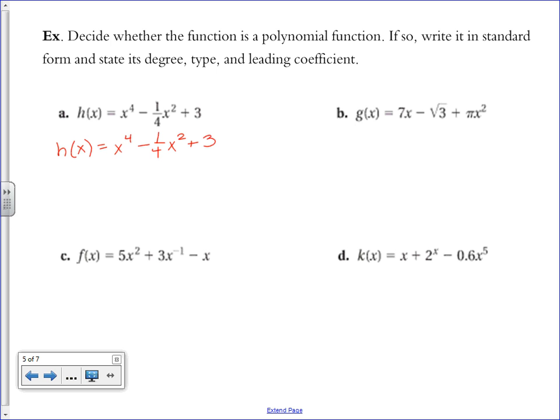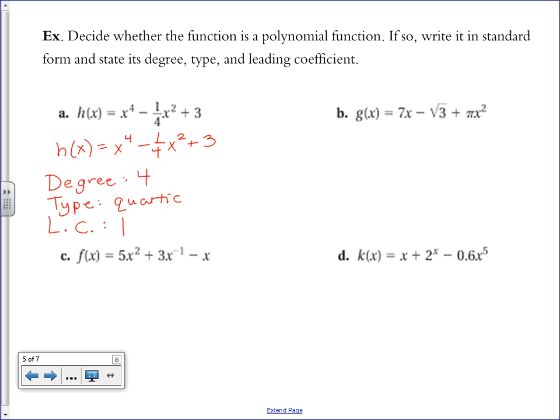Then we're asked to state the degree. The degree here would be the highest exponent, which is 4. State the type. The type is based on the degree, the list that we all just wrote down. A fourth degree is called quartic, a quartic function. And then the leading coefficient means the very first coefficient in front of the very first x term, and that's a 1, because in front of our x to the fourth, we are just multiplying it by a 1.